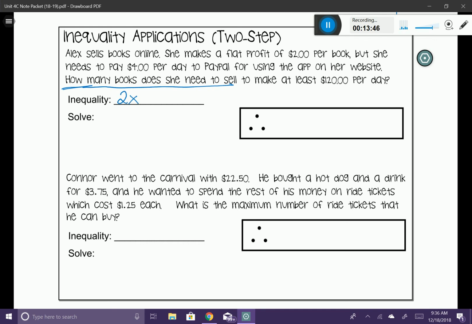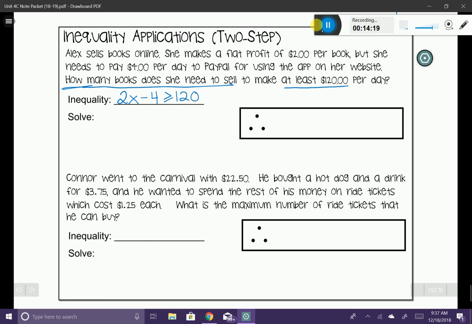So $2 per book. And we also know that she needs to pay $4 per day to PayPal. And that's one of those things that you automatically have to do. So she's going to lose $4 no matter what. So I'm going to say that she loses $4. Okay. Now, it says at the end, she wants to make at least $120. So at least, we're going to use the symbol greater than or equal to. And I'm going to set that inequality to 120.